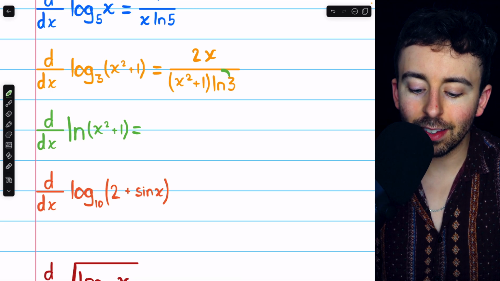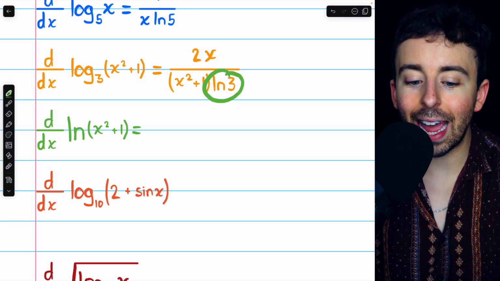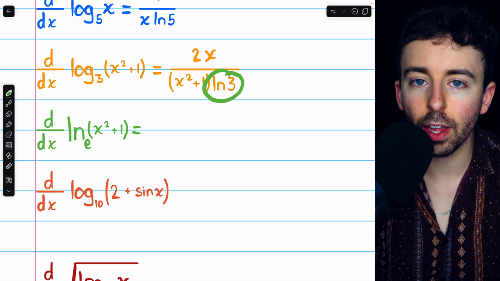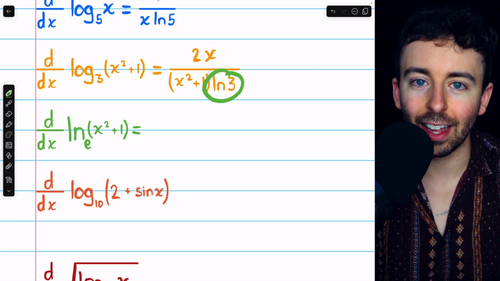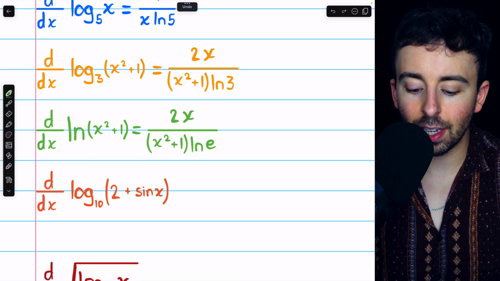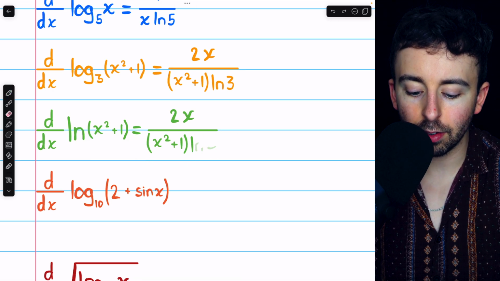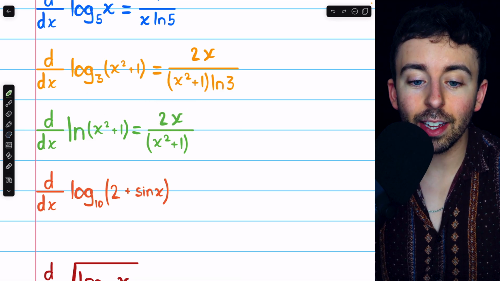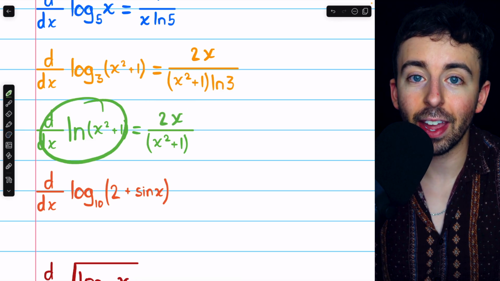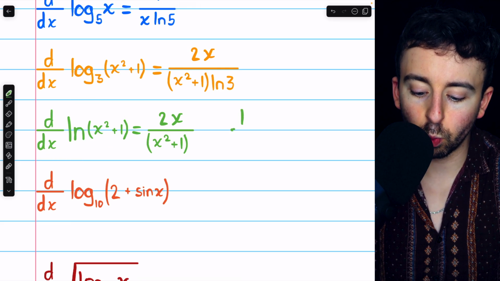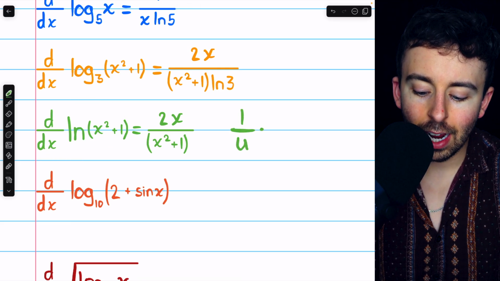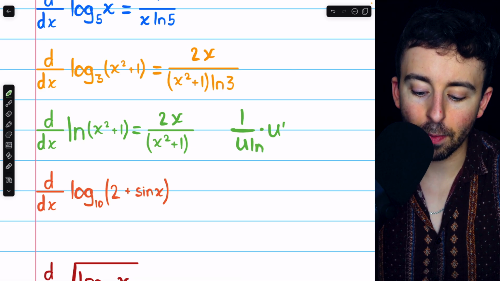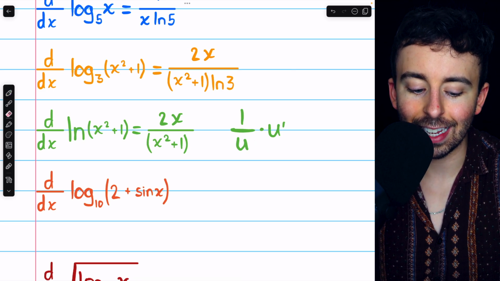The derivative of the natural log of x squared plus 1 is just like the previous example, except instead of ln 3, we would have ln of e, because that's the base of the natural logarithm. And of course, ln e just cancels out. So it would look like this, but the natural log of e is just 1, so we could just get rid of that, and this would be our final answer. When we're taking the derivative of a natural log of a function, the derivative is just 1 over that inside function, and then multiplied by the inside function's derivative. The ln of the base is just 1 because ln e is 1.